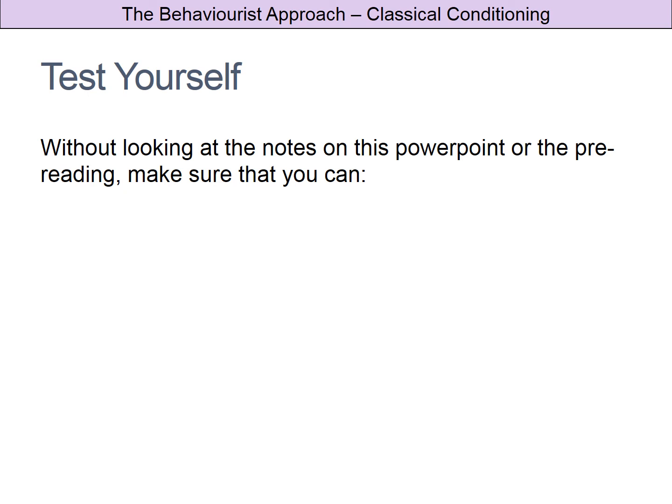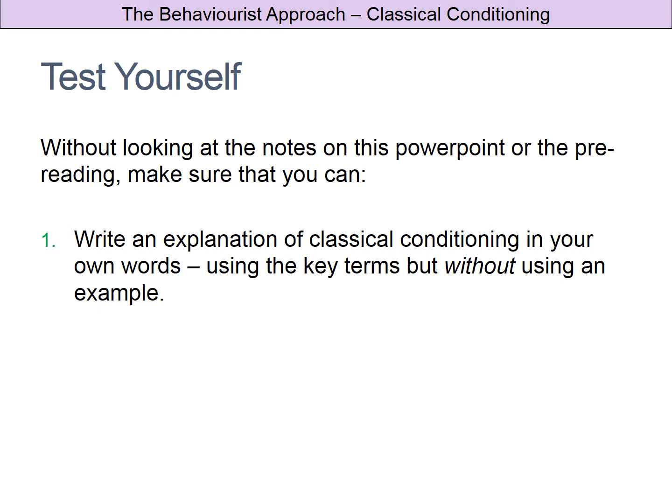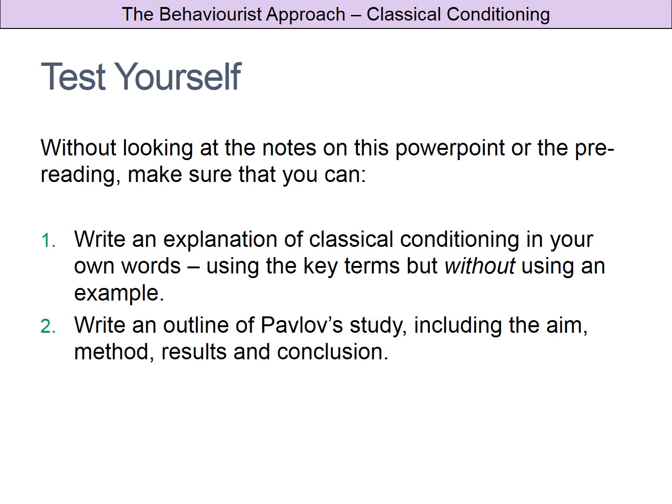Okay, things you need to do then to check that you understand this before you come into the lesson. First of all, can you write an explanation of classical conditioning in your own words using the key terms, but not using an example? This is something that you sometimes have to do in an exam. Secondly, can you write an outline of Pavlov's study? So that's the aim, the method, the results and the conclusion, without looking at this PowerPoint or the pre-reading.